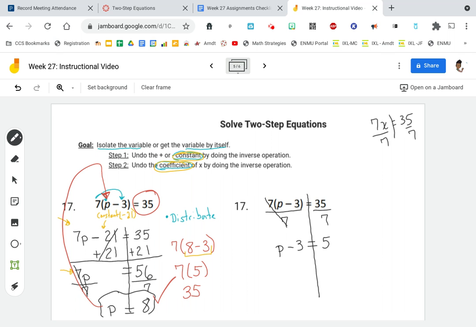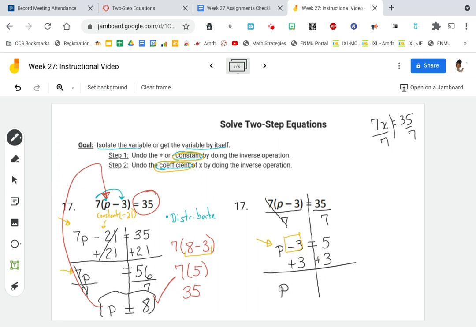So now we have the equation p minus 3 equals 5. Well, keep your eye on the fact that we need to get the variable by itself. And the variable is right here. And the reason why it's not by itself is because it has this -3 beside it. So we ask ourselves, how can I undo that -3? I can undo that -3 with a +3, or you can think about it like I undo subtract 3 with an add 3. So what we do to one side, we have to do to the other.